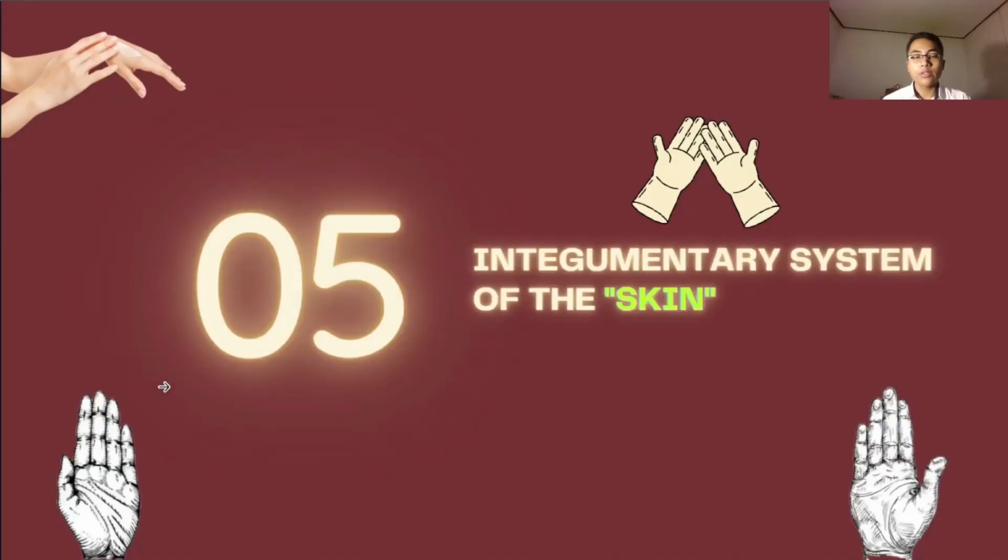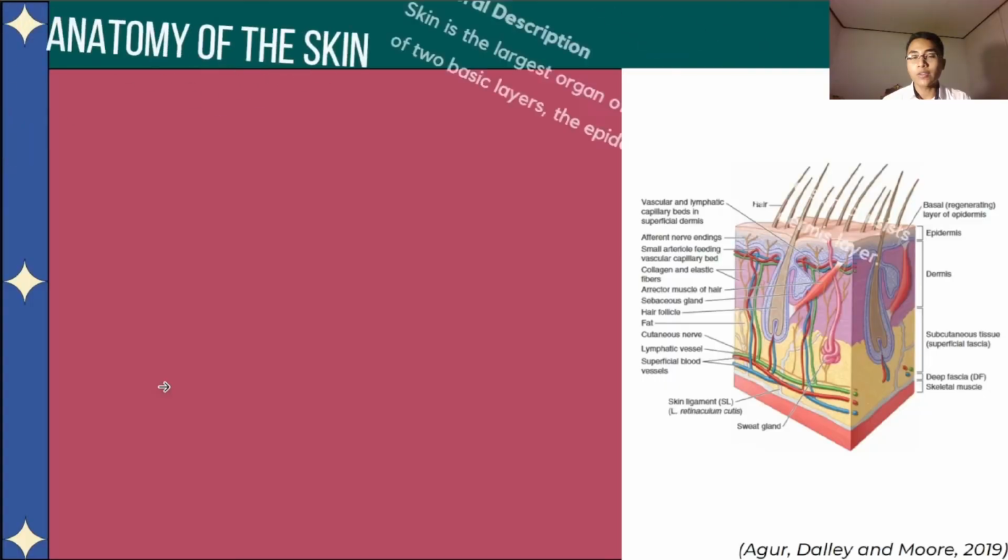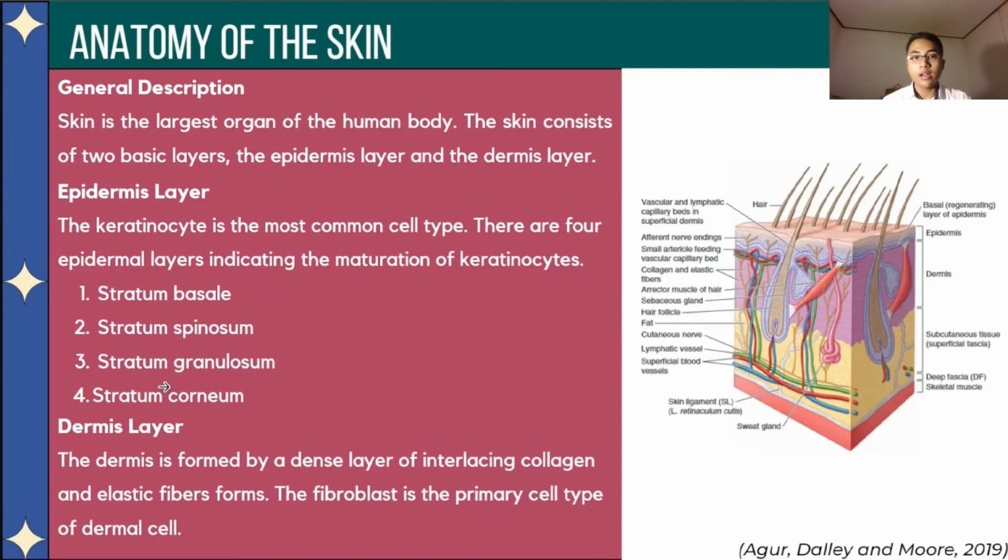Okay, I will continue the presentation about the anatomy of the skin. Skin is the largest organ of the human body, one of the finest health quality measures since it is easily accessible. The skin consists of two basic layers, the epidermis layer and the dermis layer.